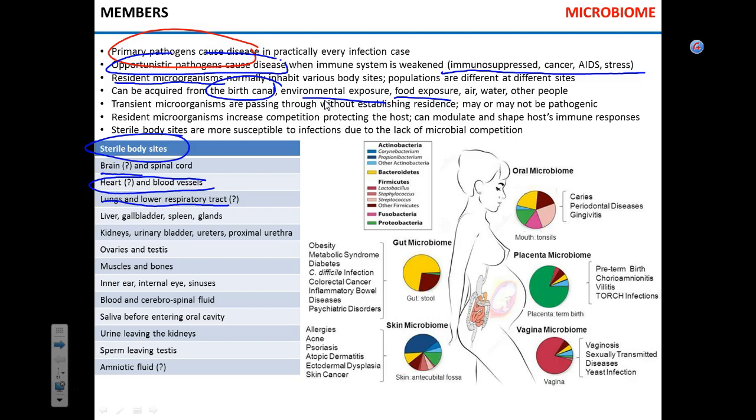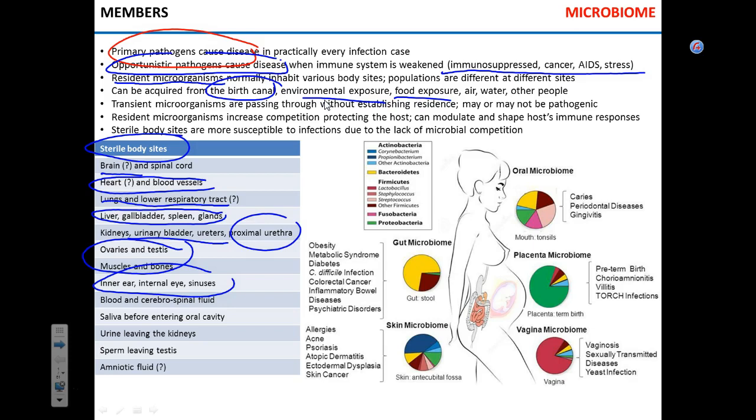All the glands, liver, gallbladder, spleen, kidneys, urinary bladder, ureters, so basically internal organs, unless it's digestive tract, sterile. Proximal urethra. By proximal urethra, I mean the part of the urethra that is closest to the urinary bladder. The one that opens up into the environment, no. Okay, it is not sterile. Ovaries, testes, muscles, bones, stuff inside your head, inner ear, eye, internal eye, sinuses.